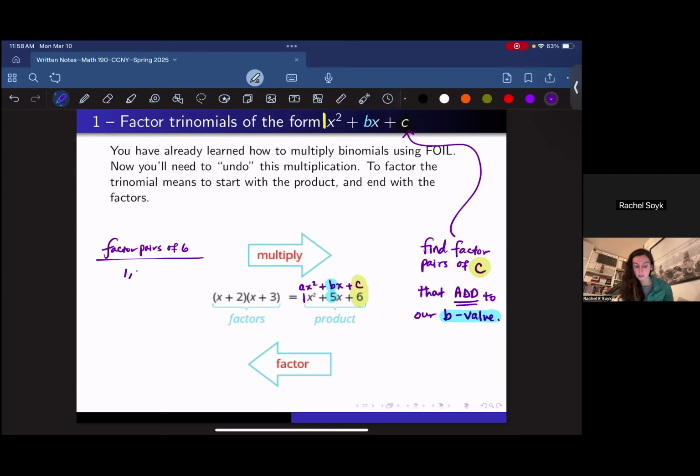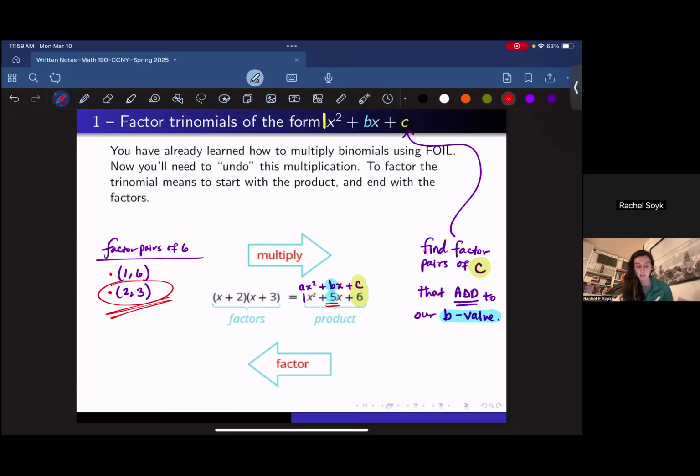We have 1 and 6, and we have 2 and 3. These are the only factor pairs. Now, we can manipulate these by inserting negatives wherever they will help us out. But lucky for us, we're only dealing with positive values here, so we don't have to deal with that for this problem. Of these two possibilities, which one adds up to our b value, which is 5? It's just our second one. And so what does that give us?